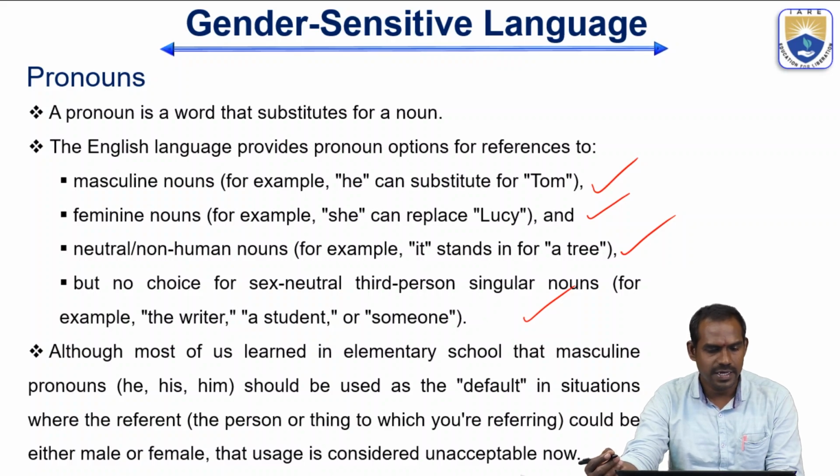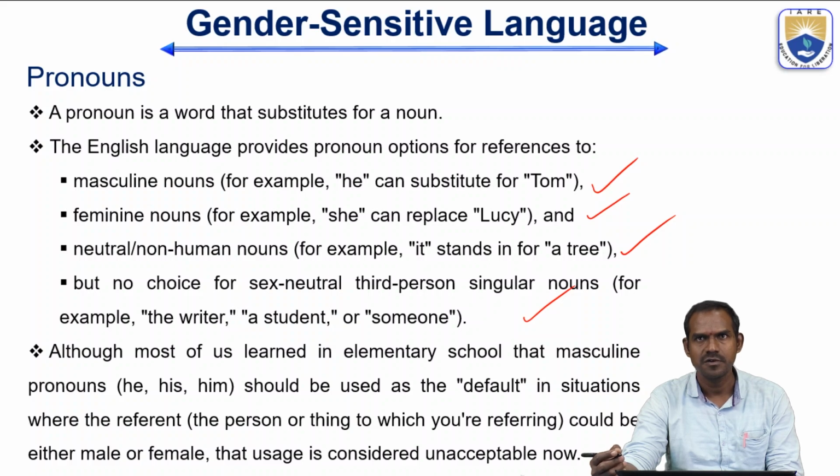And in the third case, neutral or non-human nouns, for example, it stands for a tree. Here, a tree is a neutral or non-human noun, which can be replaced by it. So a tree is a noun, whereas it is the corresponding pronoun.